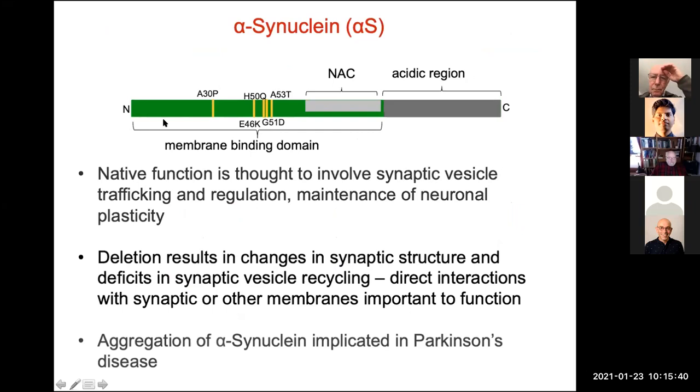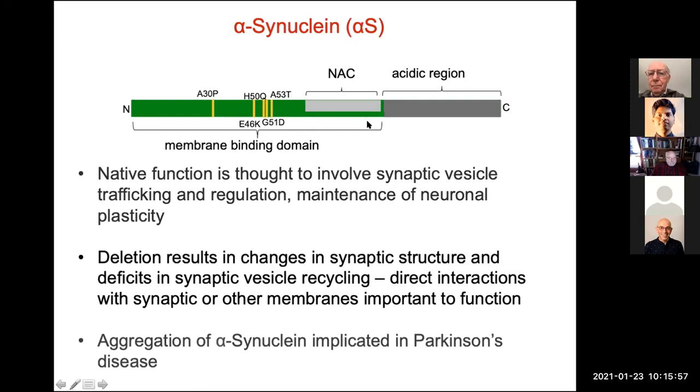So this is my cartoon of alpha-synuclein. It's smaller than tau. It's only about 140 residues long. Its aggregation is linked to Parkinson's disease, as I'm sure everybody here knows. I'm illustrating the three main domains for those of you who are not as familiar with alpha-synuclein.